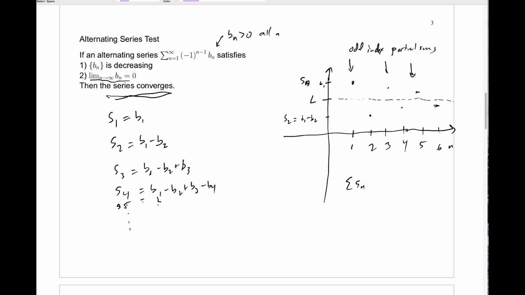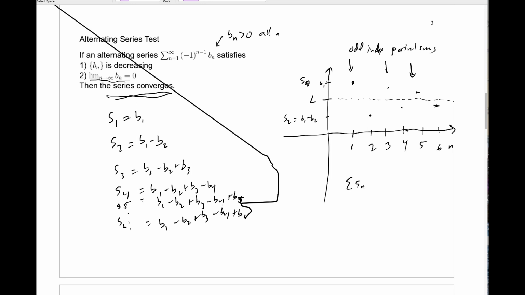S5 is b1 minus b2 plus b3 minus b4 plus b5. And then S6 is b1 minus b2 plus b3 minus b4 plus b5. Oops, I apologize for that again.